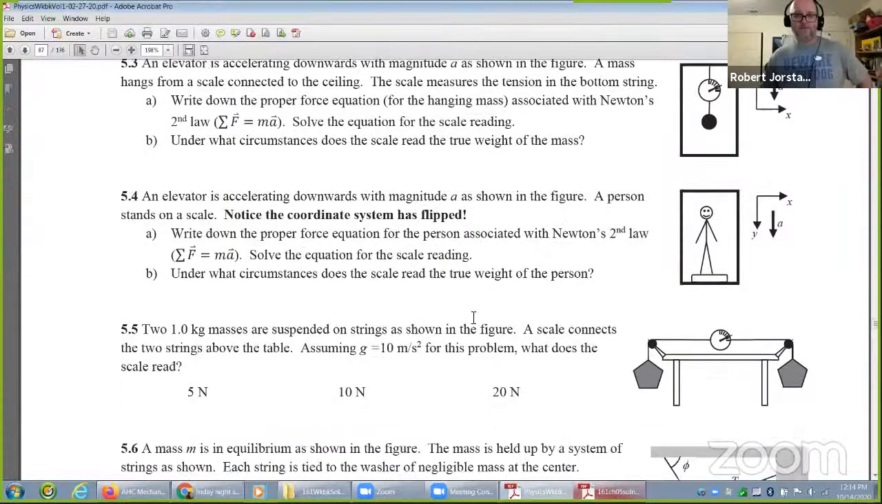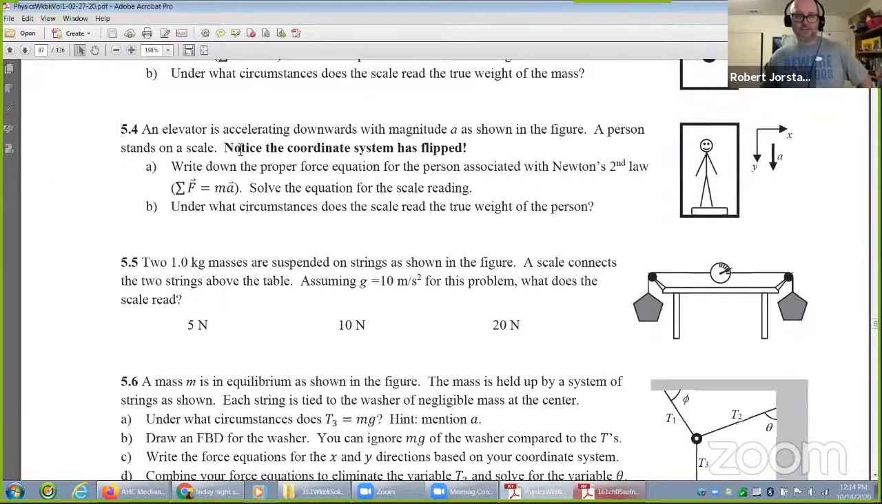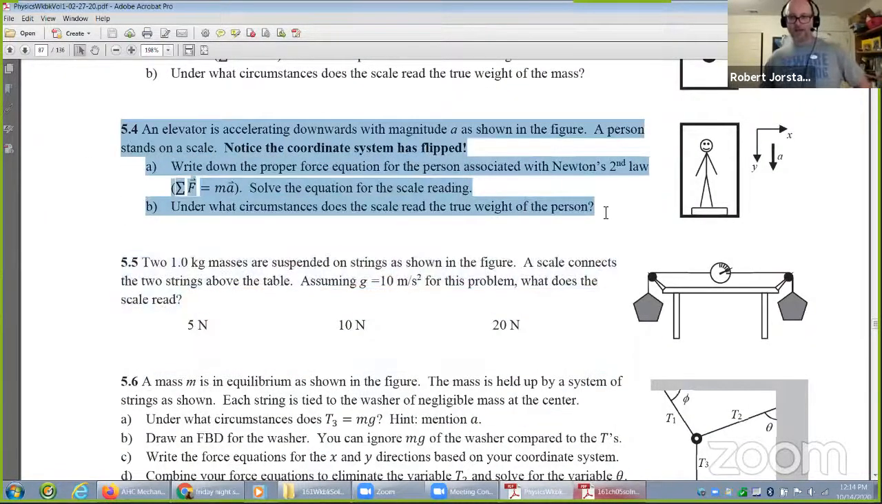All right. Let's take a look here at the next one, and then we'll call it good today. So now I know you know how to do this, but it's the same exact problem, but now the coordinate system's flipped and you have a different type of scale. All right, so let's see what this one would look like.